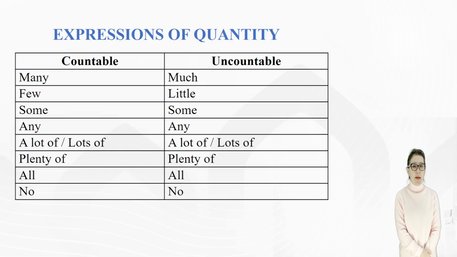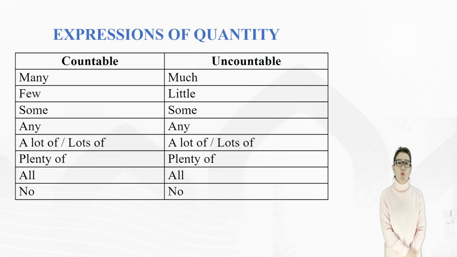food was prepared. Next is all, the whole amount. Example, all the chairs were taken. And last one, no, zero quantity. Example, no sugar was found.